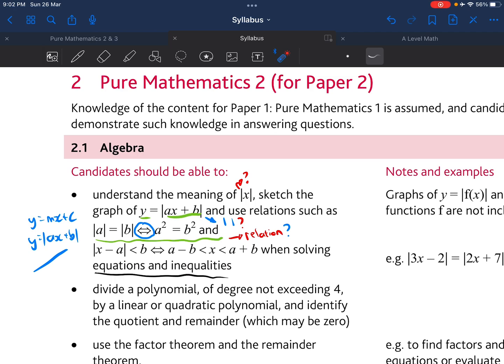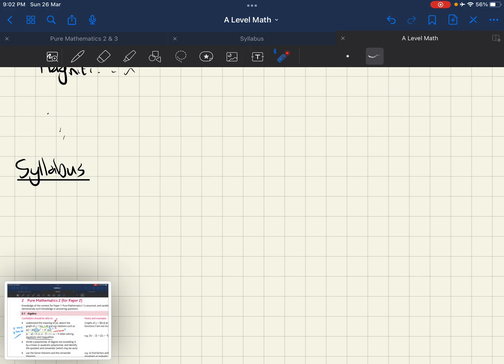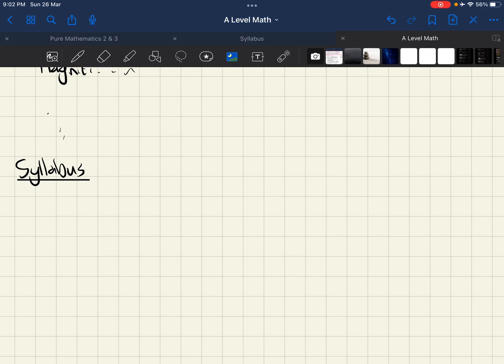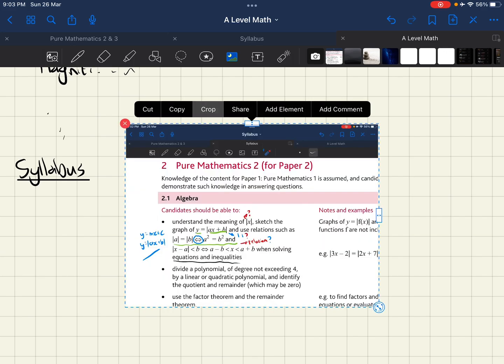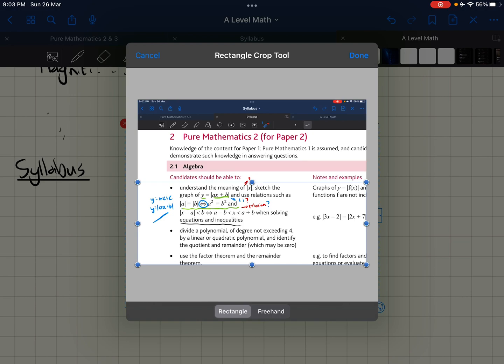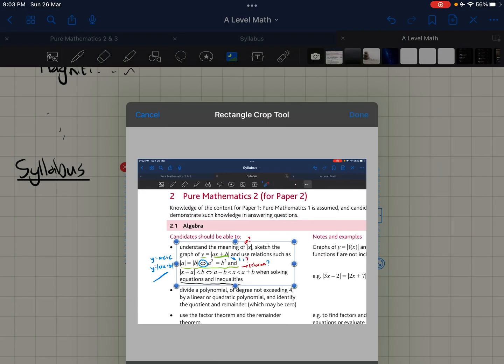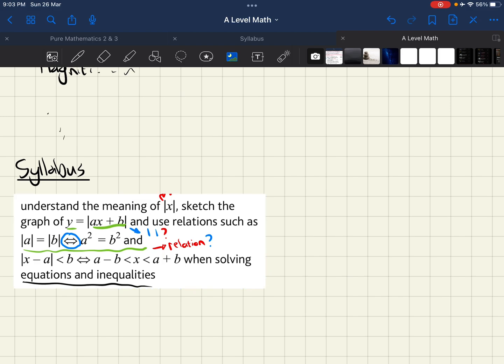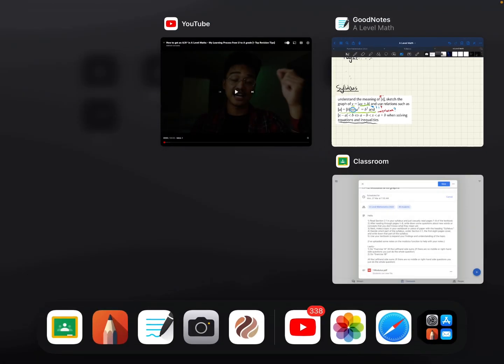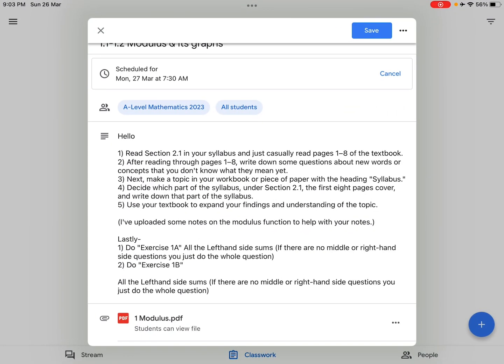So now what you want to do is, I'm going to cheat a little bit, and I'm just going to take a screenshot and I'm going to add that. So you would write this in words. I believe that would be that. I'm just going to crop it. So you just write down those words, or if you're using a computer or a tablet, you can do exactly what I'm doing now. And that is the syllabus. This is the part that we're going to cover for pages 1 to 8. Okay, and decide which part of the syllabus. Okay, and write down the part of the syllabus.